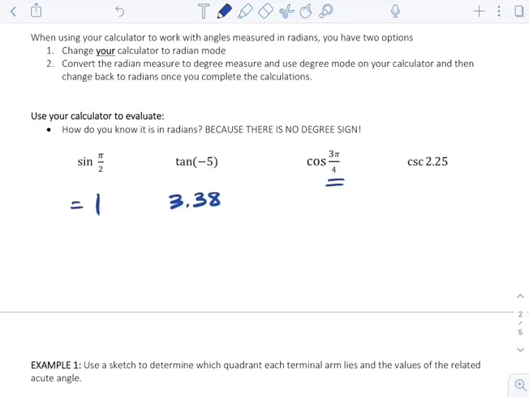Next one, we have a fraction. I should be able to put in a fraction, right? I can put cos. I might have to open up a bracket, but I'm going to put 3 pi divided by 4. And we should get a number like -0.707.